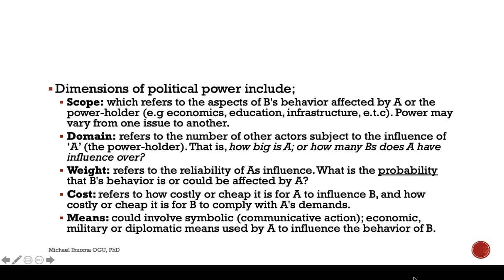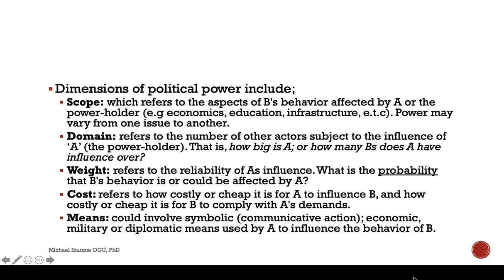The weight of power is determined by probability. So there's no certainty about the weight. What is the possibility that A is able to exercise power over B, or that B is able to respond to the influences coming from A? All right. Remember, A and B, we're using them as examples, to connote actors involved in a relationship, in a political relationship. All right. So the higher the probability, the higher the weight. The lower the probability, the lower the weight.